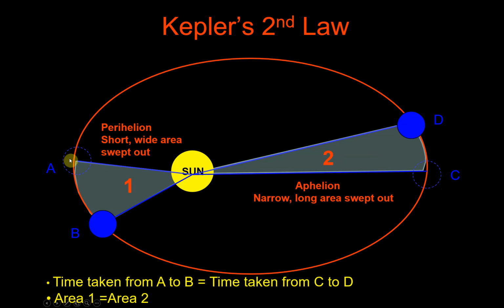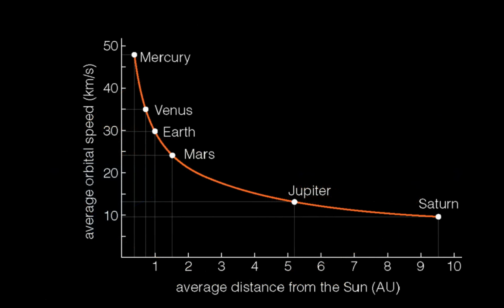So at perihelion, we have more kinetic energy, so a higher velocity. At aphelion, we have a lower kinetic energy and a greater gravitational potential energy due to the distance from the Sun. And if we actually look at the average orbital speed of the planets, this works out quite nicely. Here's Mercury, Venus, Earth, Mars, Jupiter, and Saturn. This is distance, and this is their average orbital speed.